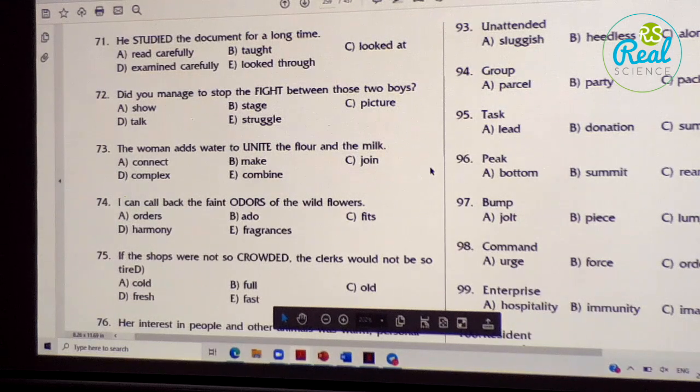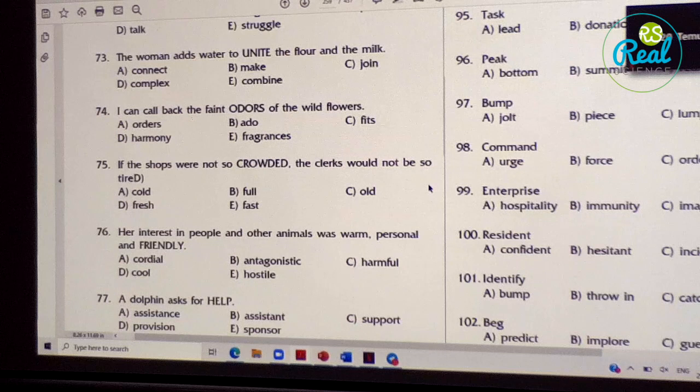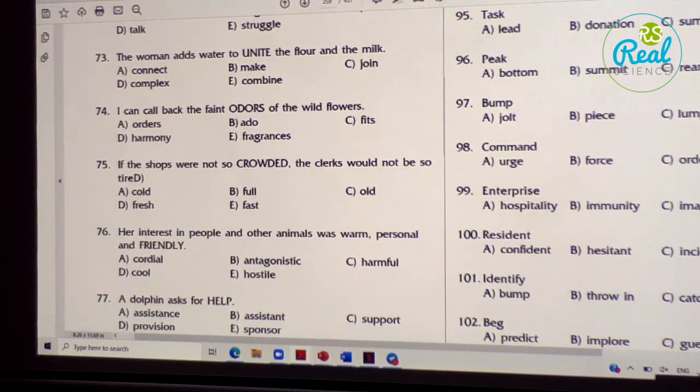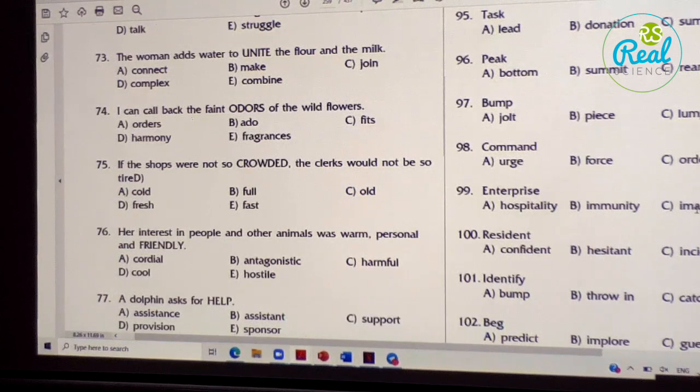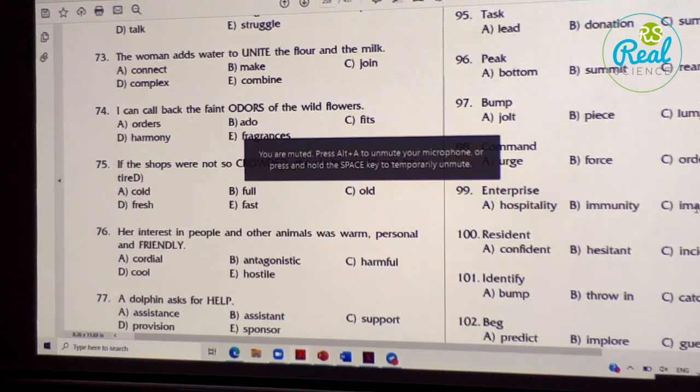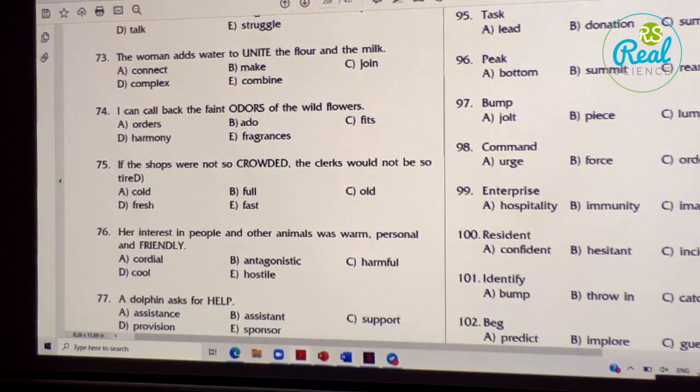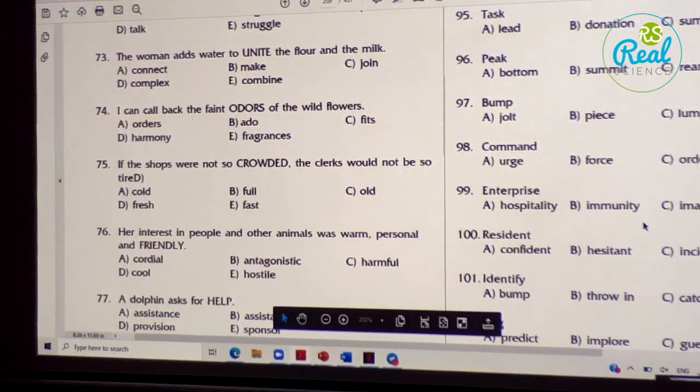Could you show the last one? Guys, are you ready? Yes.